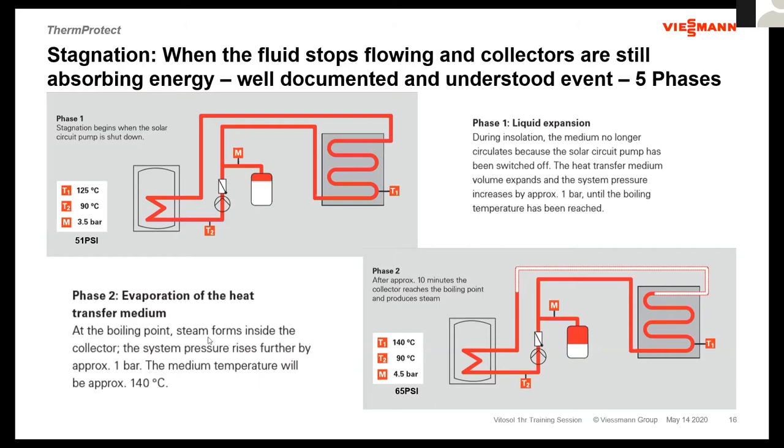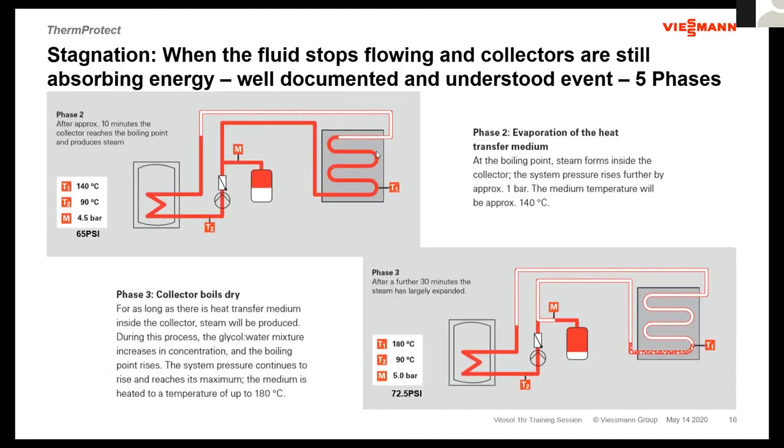But in phase two, we get the boiling point. So now we're boiling the fluid in the collector. It expands 1500 times, and it starts to push the fluid out of the collector, and our expansion tank here now starts to charge up with that fluid. So the fluid moves into our expansion tank at this point, and again, our pressure is rising. So now flip from phase two down to phase three.